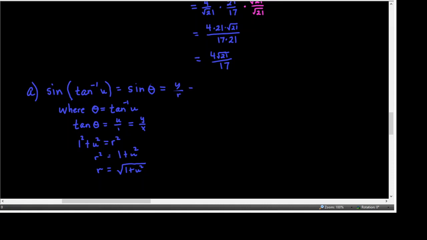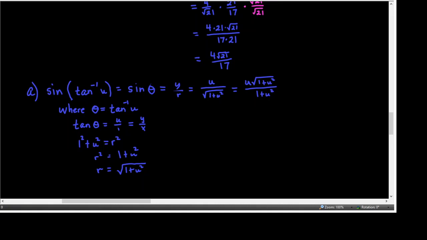So substituting in what we have, y was u, and r we just calculated is the square root of 1 plus u squared. Okay, and then if you rationalize that answer, you'll get u times the square root of 1 plus u squared, all over 1 plus u squared.